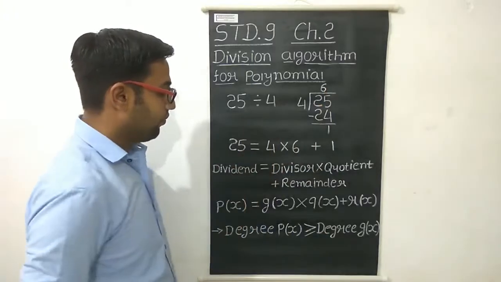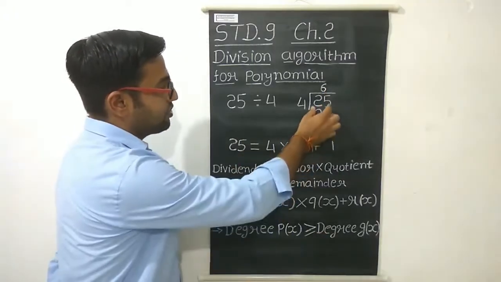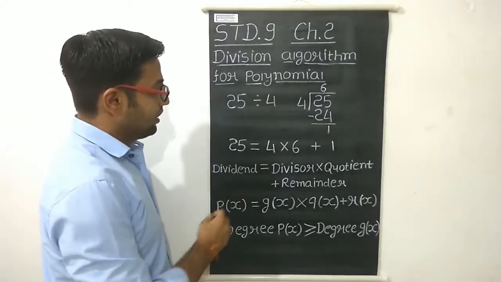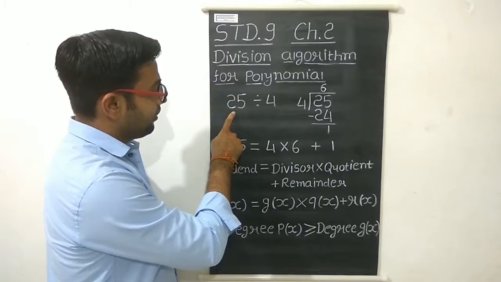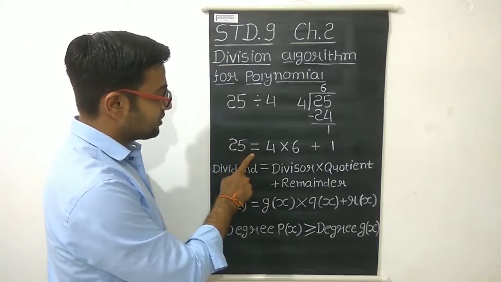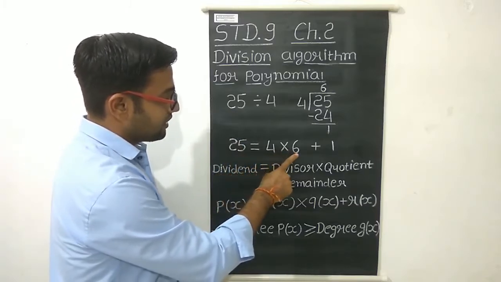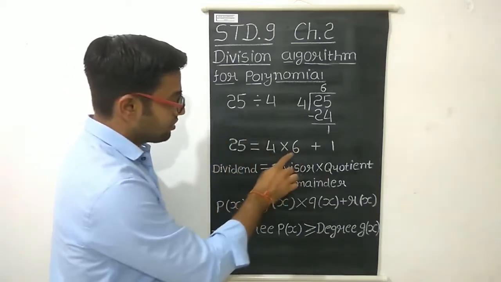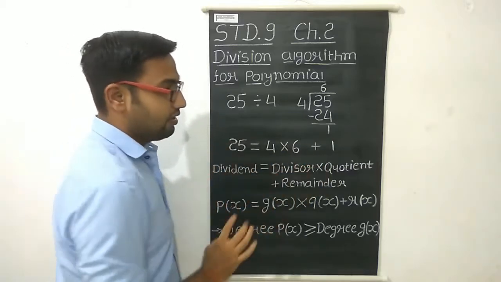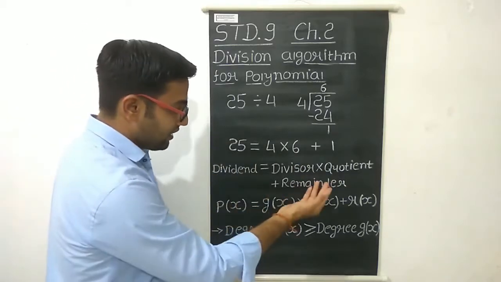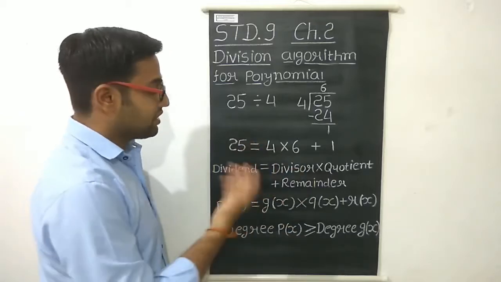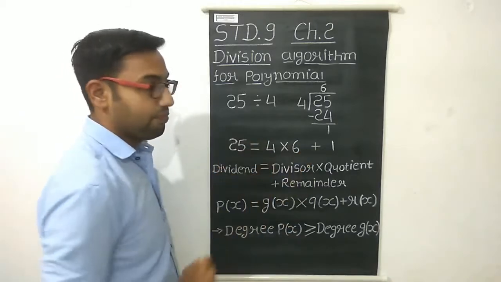What is the 4? 4 we call the divisor, and 25 we call the dividend. Now if we want to write this 25 in another form, we can write 25 is equal to 4 multiplied by 6 plus 1, because 4 multiplied by 6 gives us 24, and by adding 1 we get 25. So the right hand side and left hand side are both equal, 25 is equal to 25.